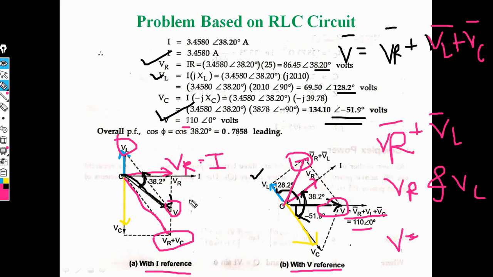Now the phasor diagram will depend on the values of I, VR, VL and VC and also V. Now this is the problem based on RLC circuit, in which first we need to find the values of XL and XC, then find I, VR, VL, VC, and the last point is power factor.